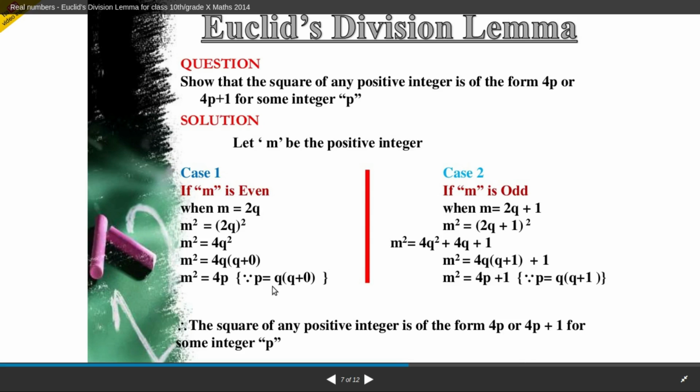So here what is p? q into q plus 0, right? So here I got 4p and here I got 4p plus 1. So how can we conclude this problem? See here, the square of that positive integer is of the form 4p and then 4p plus 1, right?